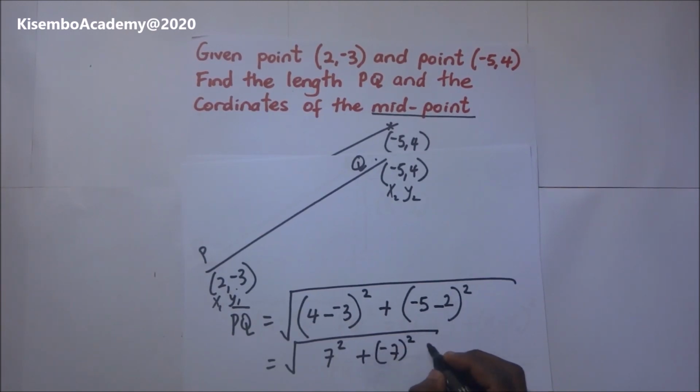plus -7 squared. And this is going to become 49 plus 49.